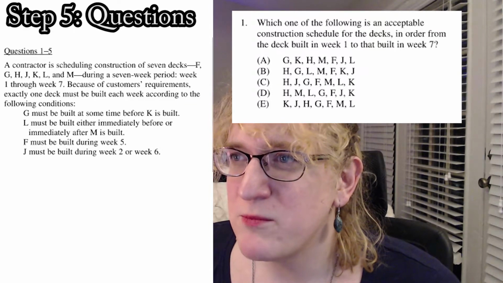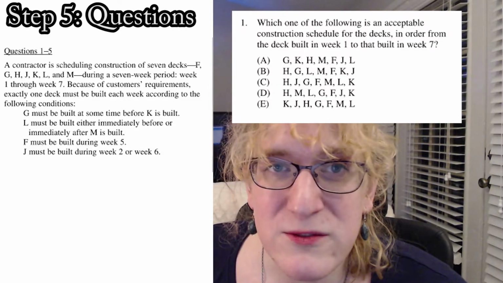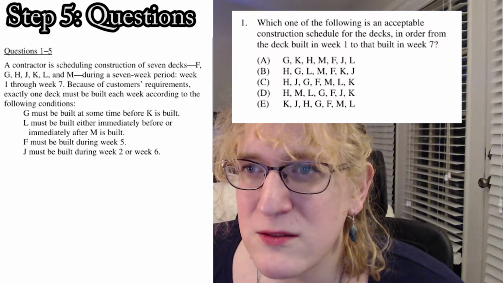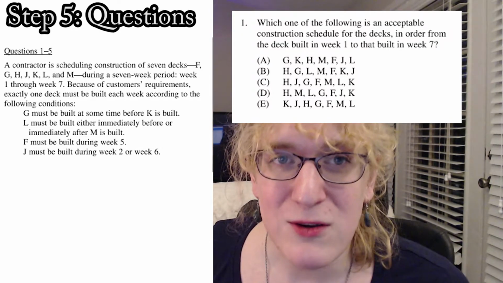G must be built sometime before K. So we just scan through the answer choices real quick, looking for K before G. No. Oh, E has K first. Lose it. Cross off E.